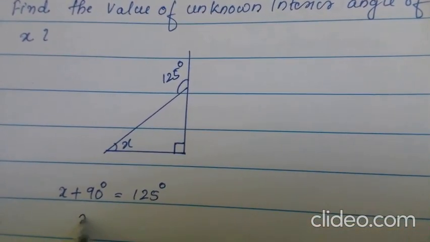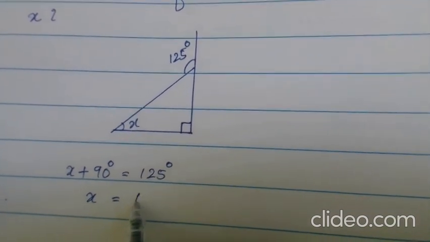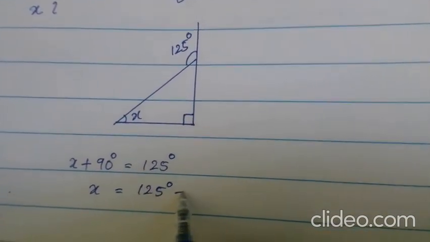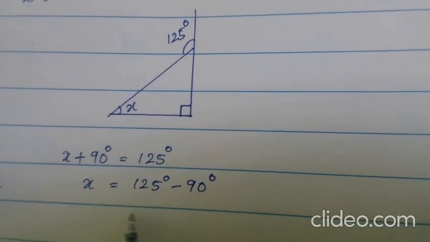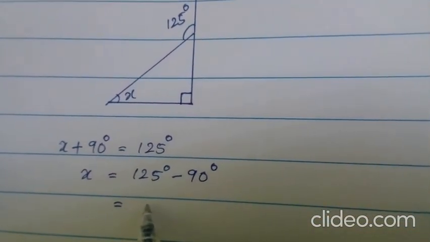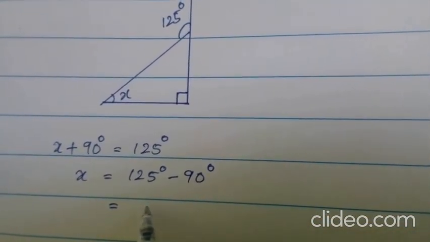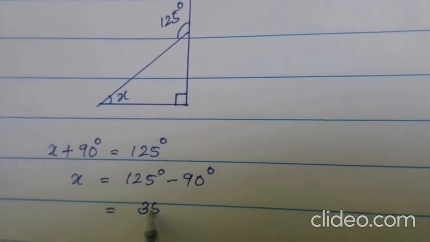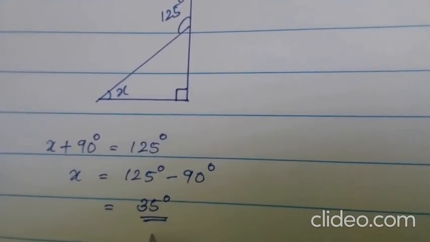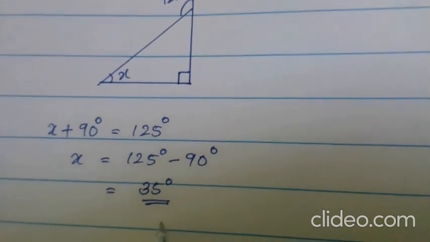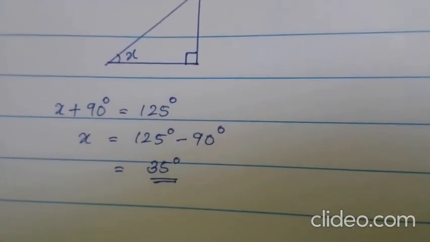Okay. So how to find the value of x? 125 degree minus 90 degree. So if we subtract, what we will get? We will get 35 degree. So what is the value of x? 35 degree.